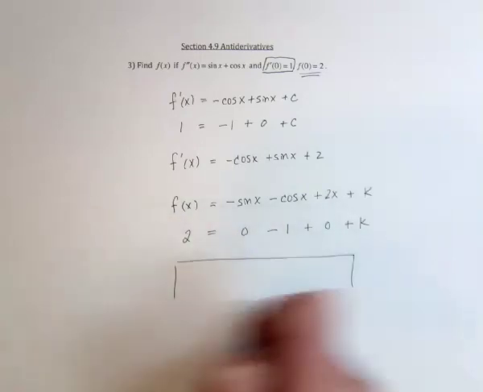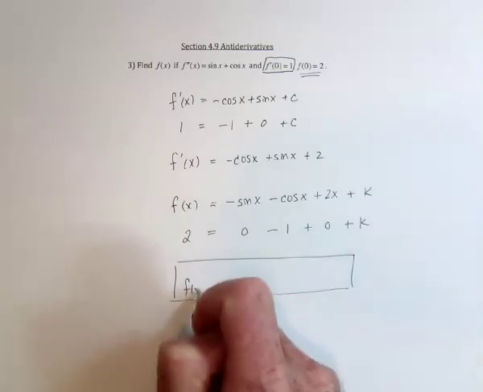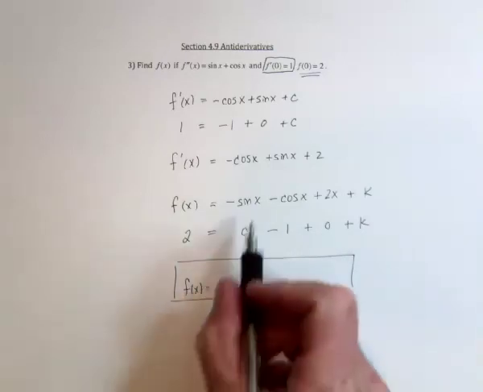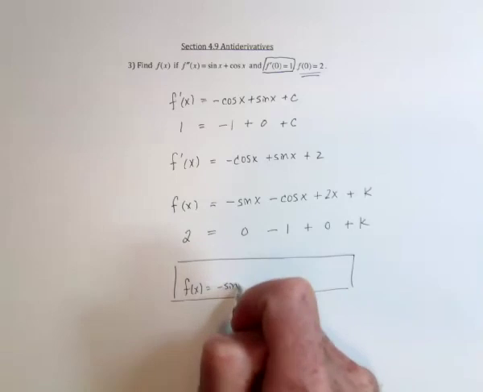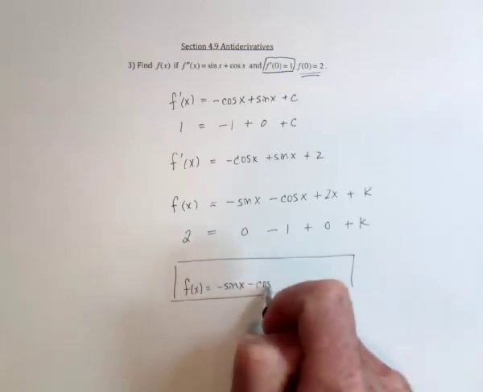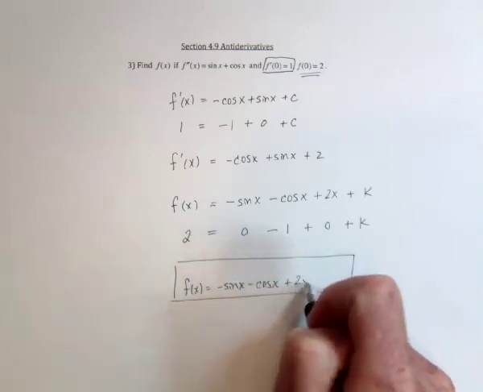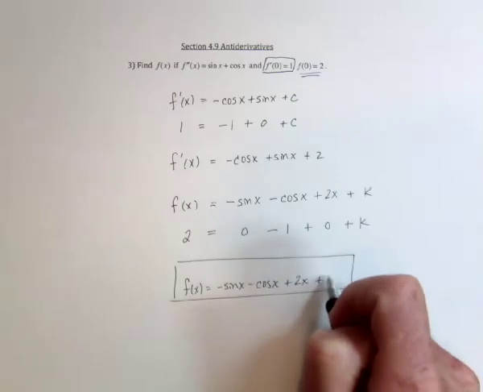So finally, we have our original function is negative sine, negative cosine of x, a 2x, and then k is a 3.